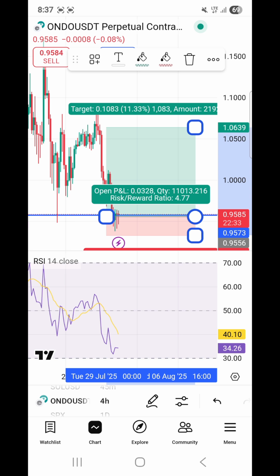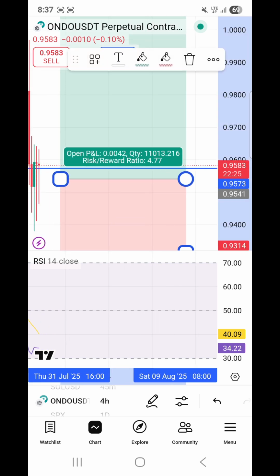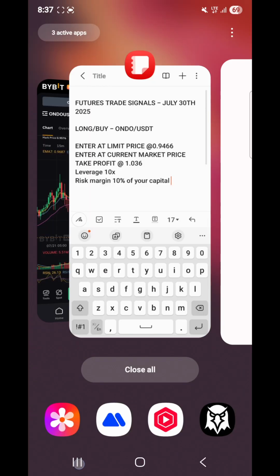So what does that mean? I'll show you guys right now. Look at this risk to reward ratio carefully. It would really help in my explanation. 4 to 77. So I wrote down this trade entry and all that. Let me show you guys here.